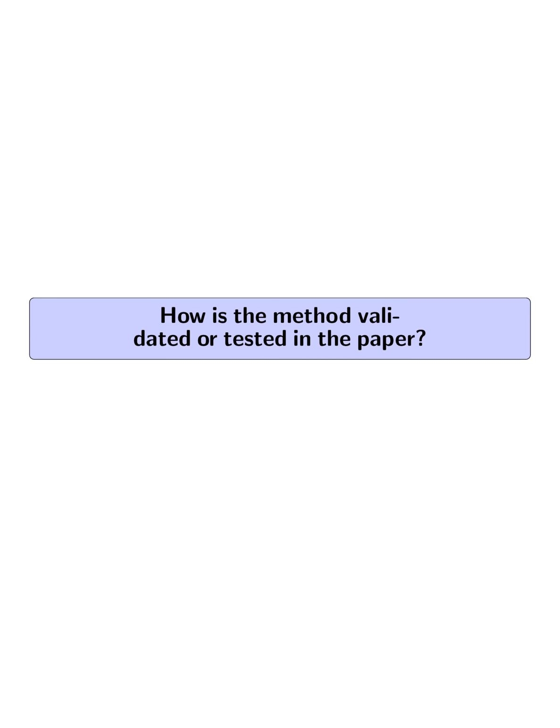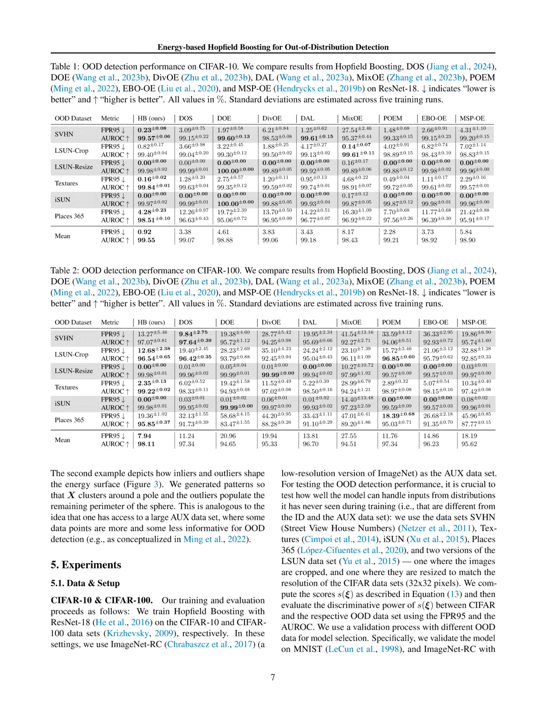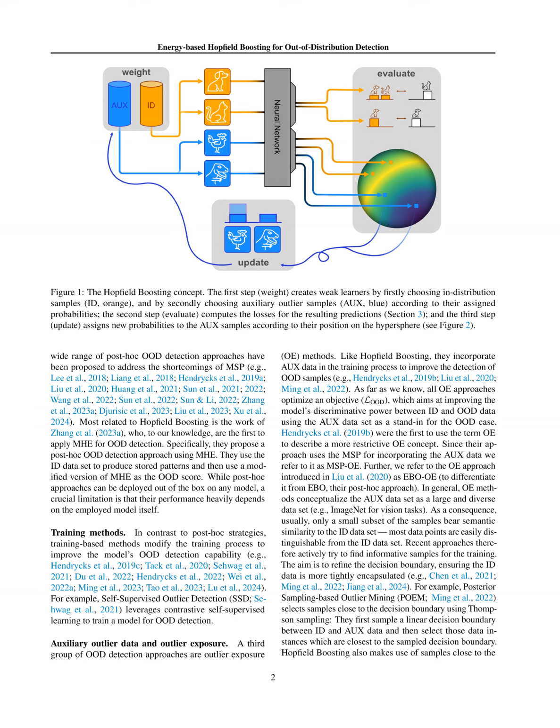How is the method validated or tested in the paper? The method is validated through extensive experiments on various datasets, including CIFAR-10, CIFAR-100, ImageNet 1K, and several OOD datasets like SVHN, textures, iSUN, Places365, and LSUN. The validation process involves training the model using the ID dataset and an auxiliary outlier dataset, then testing the model's OOD detection performance on unseen data distributions.